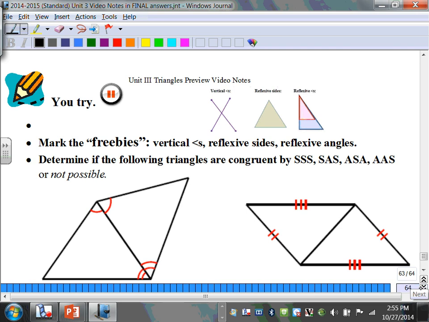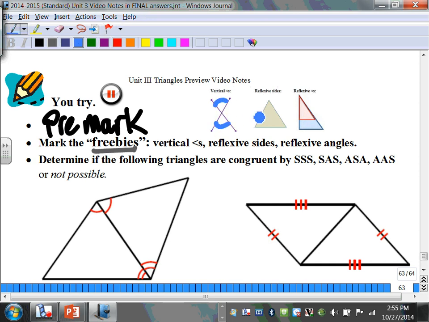All right. So let me show you how. Number one, you're going to note stuff that is pre-marked. You're going to note things that are already marked. Then you're going to find things that are freebies. And remember the three freebies I want you watching for are congruent angles, reflexive sides, and the reflexive angle. And then determine whether it's side, side, side, side, angle, side, angle, or angle, angle, side. I'm going to do the first two with you.